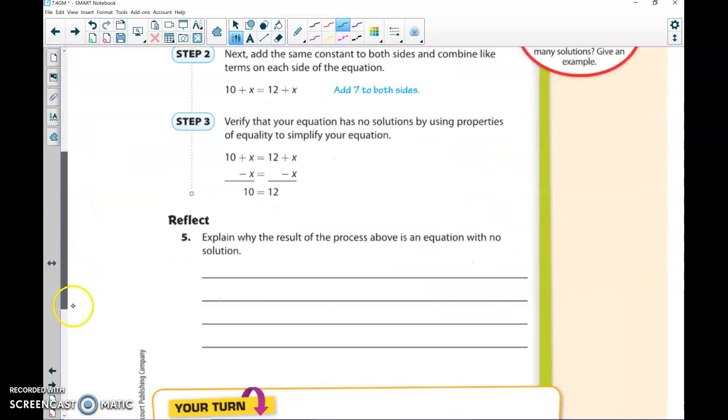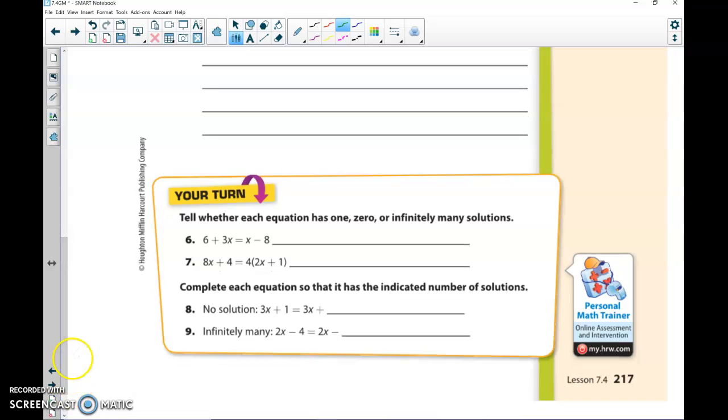And then down here, there's a couple more examples. So here it tells us, tell whether it has 1, 0, or infinitely many solutions. And remember, we usually abbreviate that with IMS. Okay, so remember, we're pretty much looking at the x's to see if they're going to be the same. If they're not the same, then we know it's a 1 solution. And especially for these, it doesn't even want us to solve it. It just wants us to say if it's 1, 0, or many solutions.